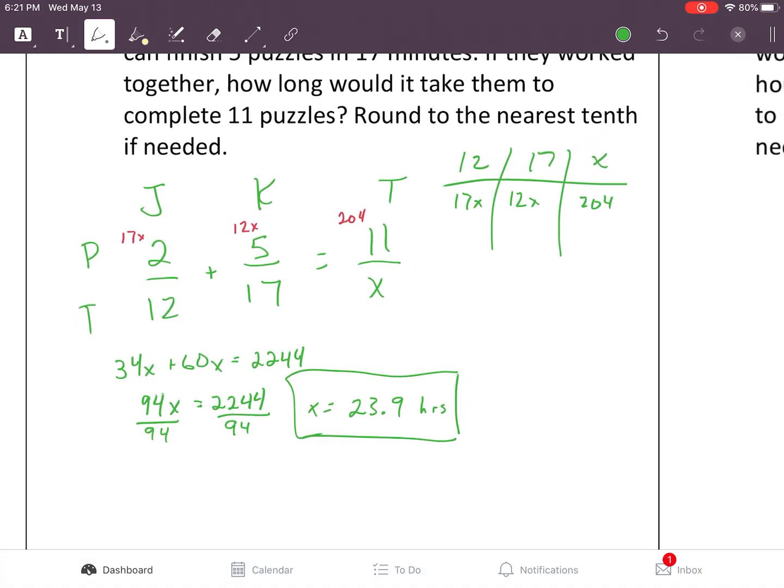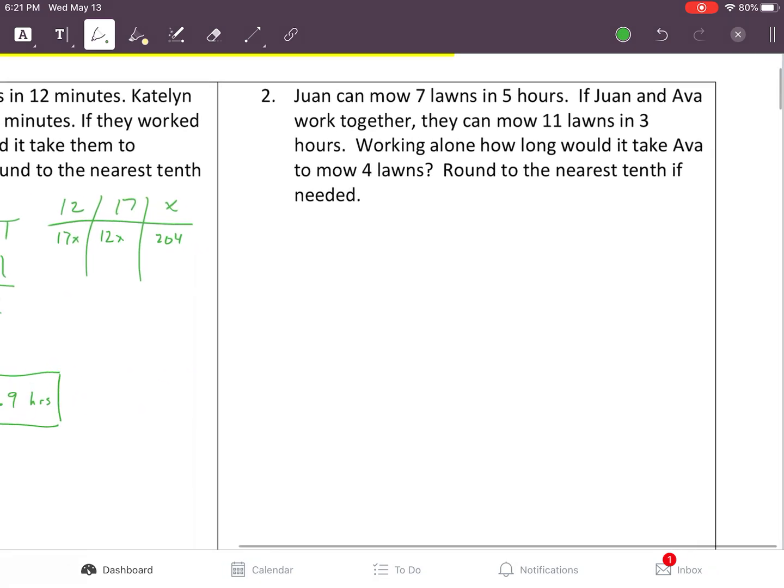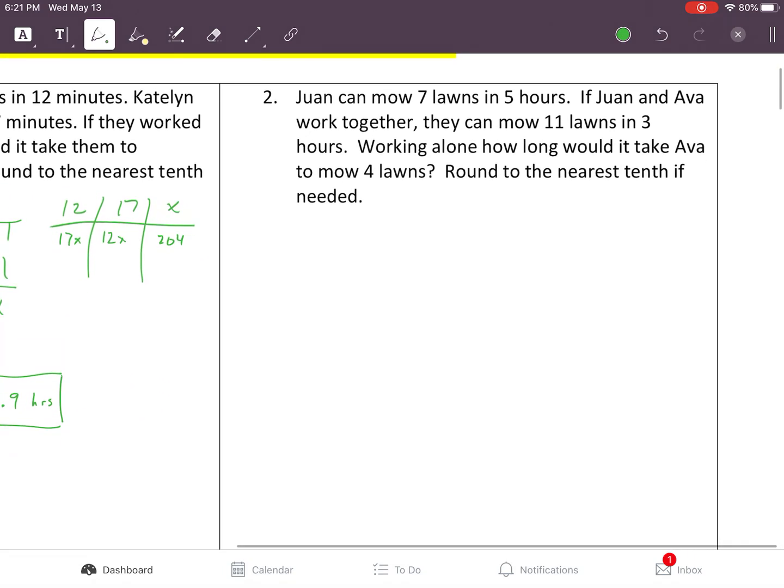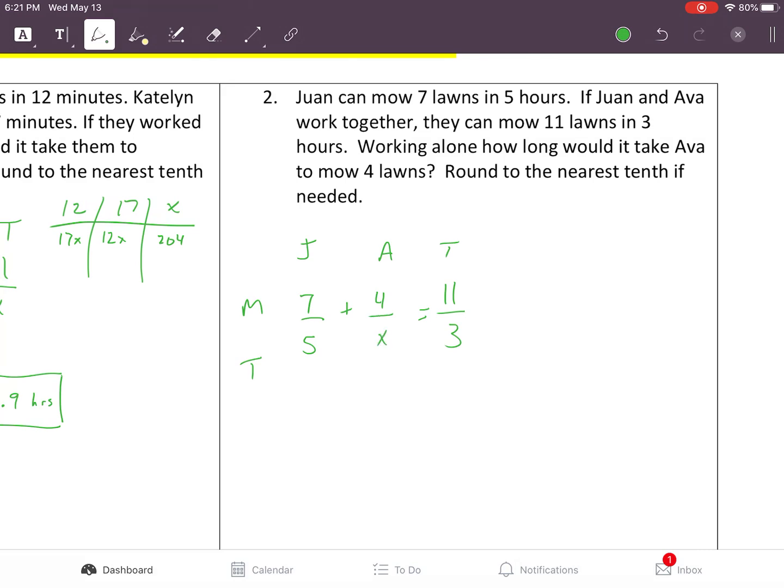Okay. Next question, we got Juan and Ava. We're mowing lawns with Juan and Ava and together, and the time it takes to do that. Juan can do 7 lawns in 5 hours. Ava and Juan together can mow 11 lawns in 3 hours. How long would it take Ava by herself to mow 4 lawns? So there's the x. Just like last time, we're going to make our little table.